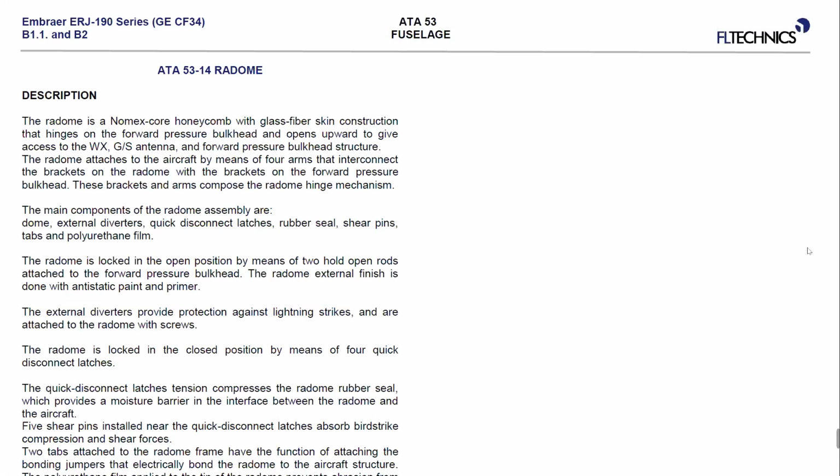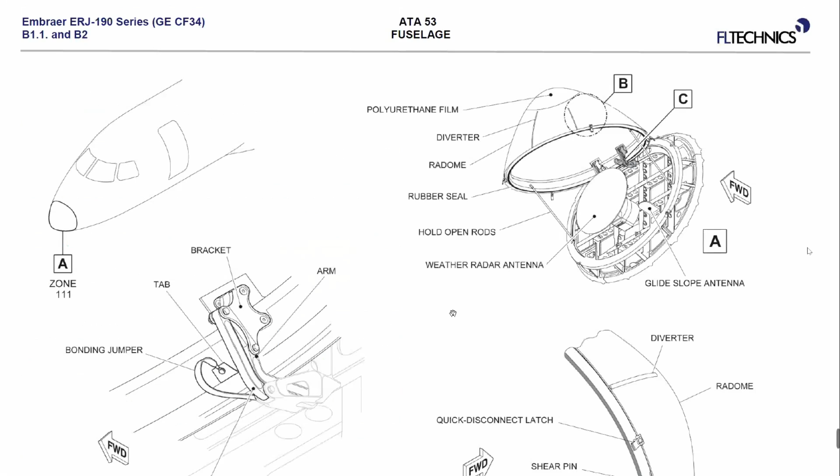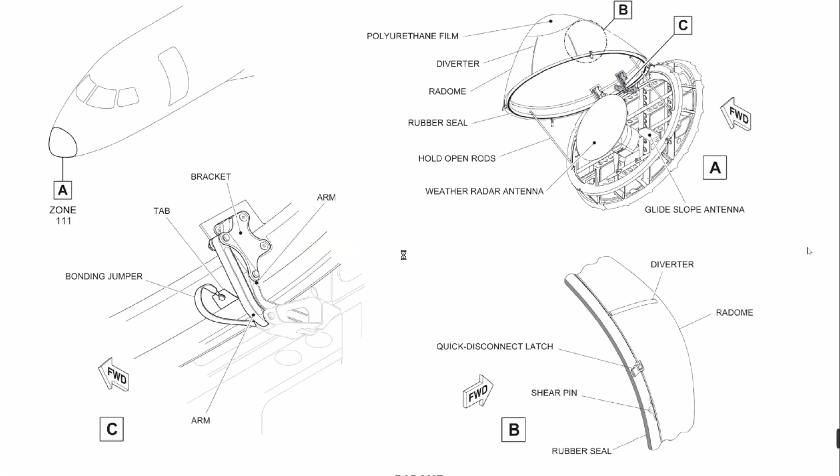The radome is hinged on the forward pressure bulkhead, opens upward, and we have access to the weather radar, the glide slope antenna, and the outside part of the forward pressure bulkhead structure. The radome is attached with four arms, and we have brackets interconnecting the brackets with the pressure bulkhead. We have arms which are part of this hinge mechanism. Actually, let me show you here on the picture. It's much easier. We have the bracket, we have these arms, so we are opening the radome up.